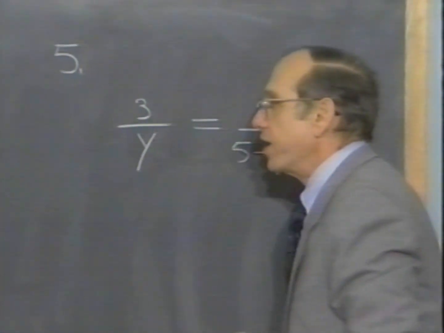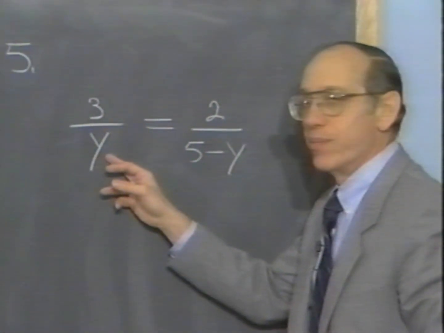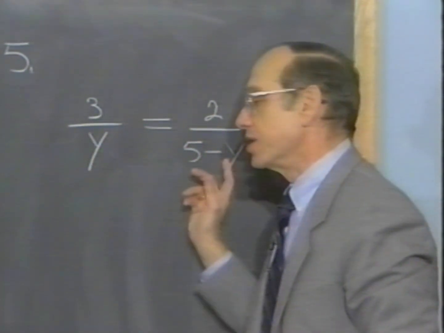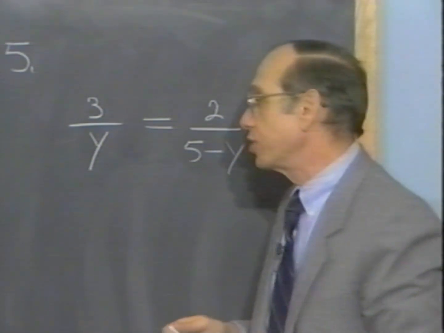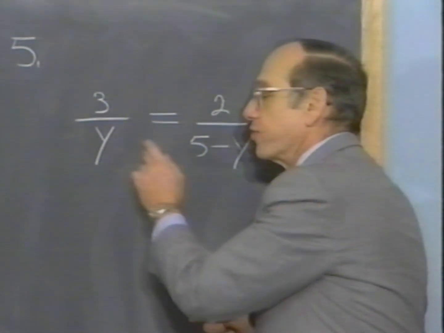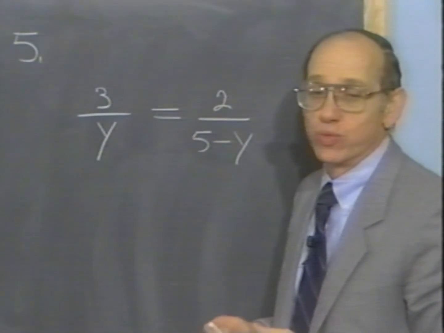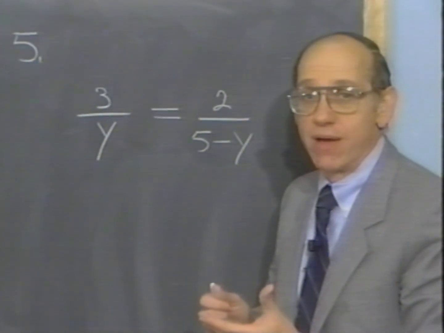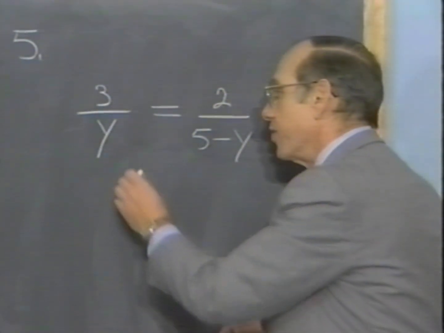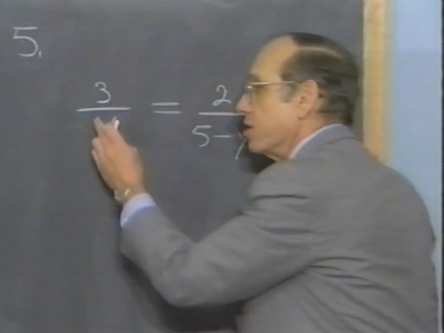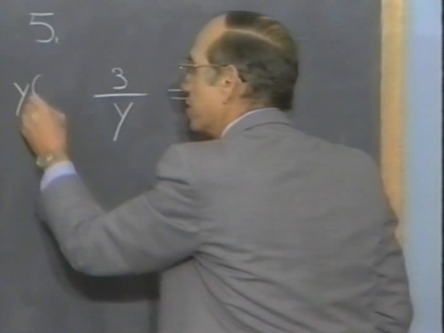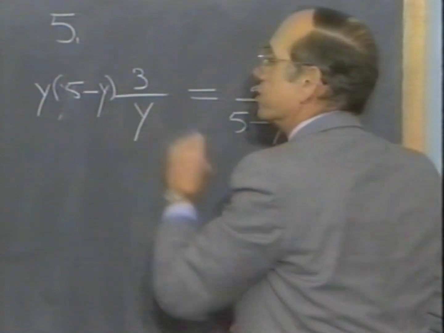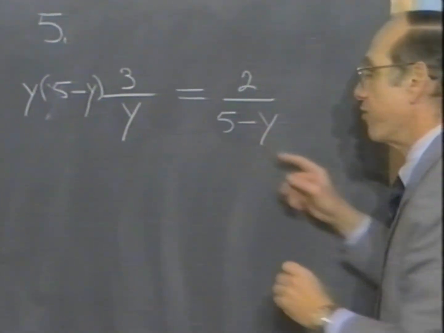In example 5, we have the unknown in the denominator on the left and also on the right. If I want to eliminate these denominators, what I have to do is multiply by the product of the two of them. Just as when I was working with thirds and fifths, I had to use a denominator 15, which is 3 times 5. Here I have to get both factors, so I'm going to multiply both sides of the equation by y times 5 minus y. Okay? Y and 5 minus y.